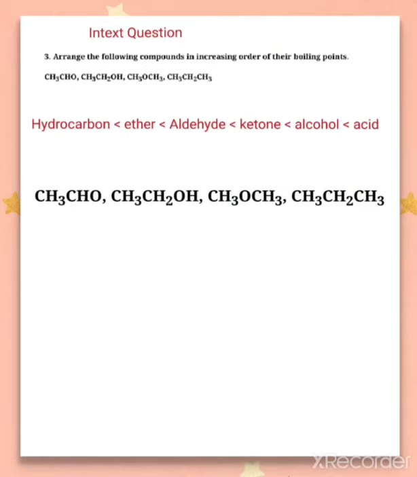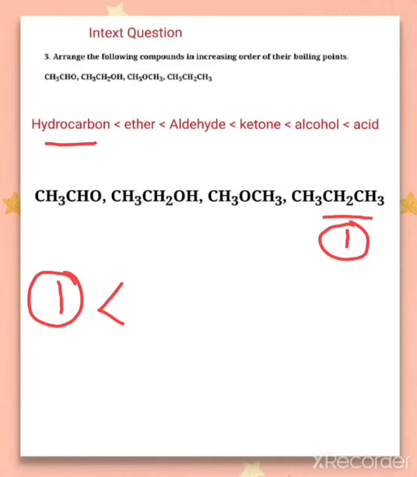Now look here. What is given to us? There is one hydrocarbon, as these all have comparable mass. So the hydrocarbon, propane, is given to us. It has the least boiling point when you look at the sequence. So I am giving number 1, the least, to propane.